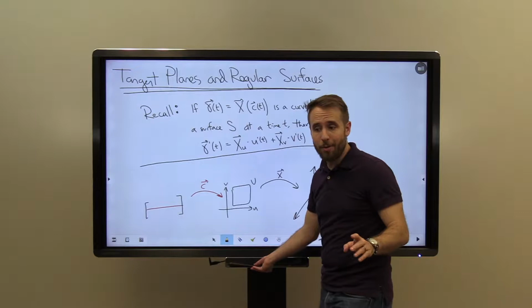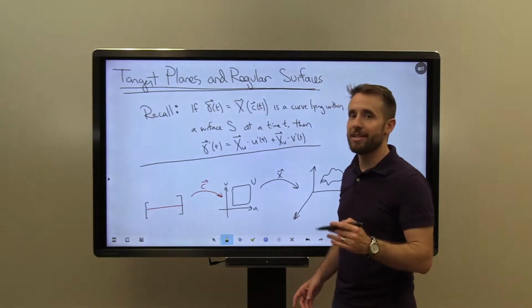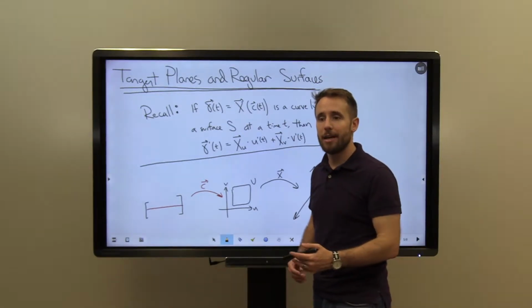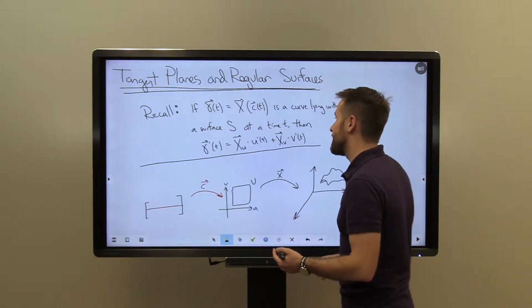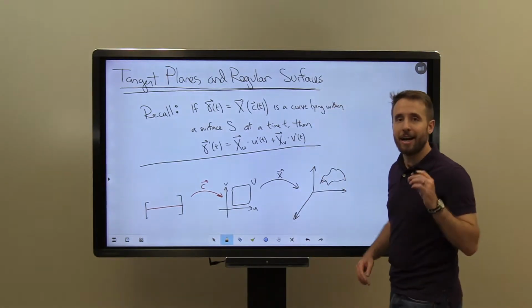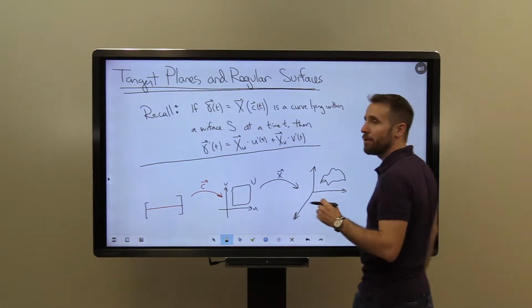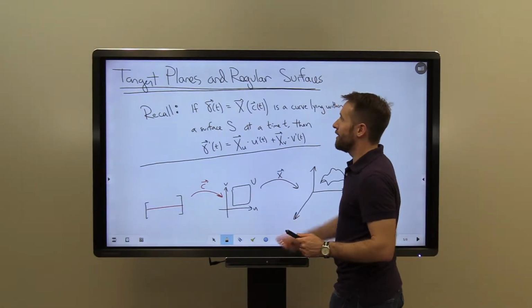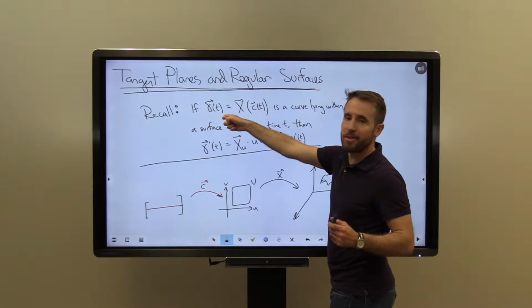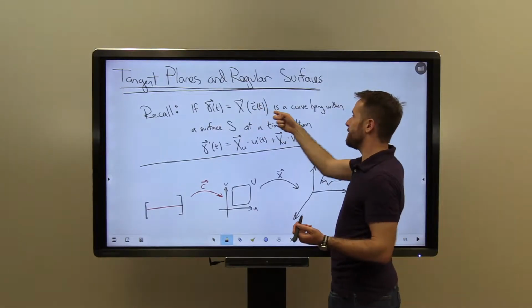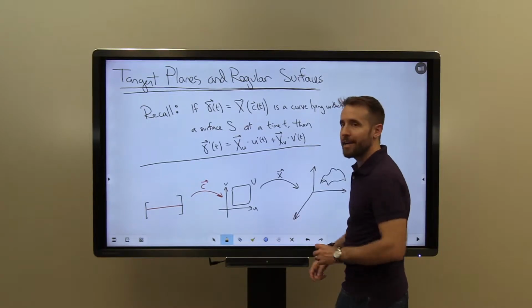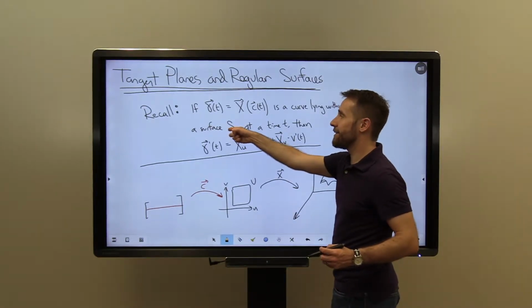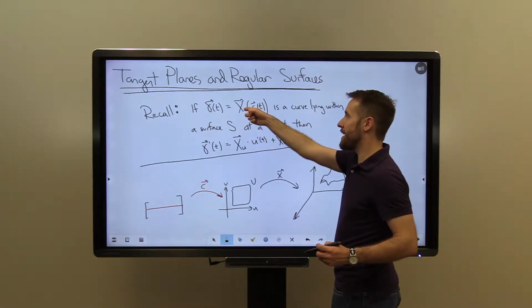Maybe to start with, I want to recall a computation that we did at the end of the last video, or the video in which we reviewed partial derivatives. Specifically, we looked at a composition of functions, right? Multivariable functions. And so we defined gamma of t to be this composition x of c of t. And so this would be a curve lying along a surface S that's defined by this parameterization x.